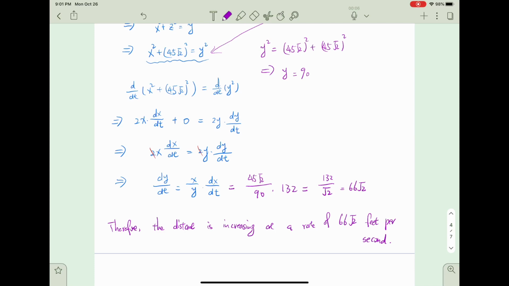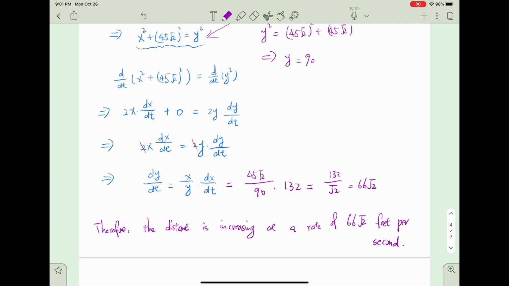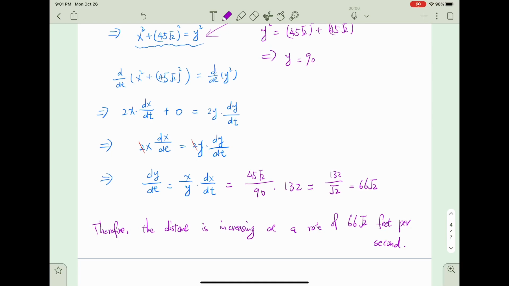If you don't give this conclusion, we don't know what that means by 66 square root of 2. That means 66 square root of 2 feet per second, right? And we also know that the distance is increasing, not decreasing, because it's a positive number. So what I'm saying is giving the conclusion is important. If you don't give the conclusion, you will have some marks taken off.